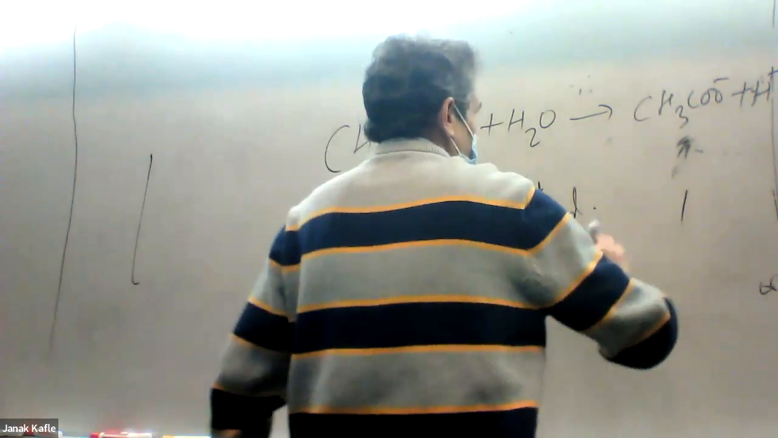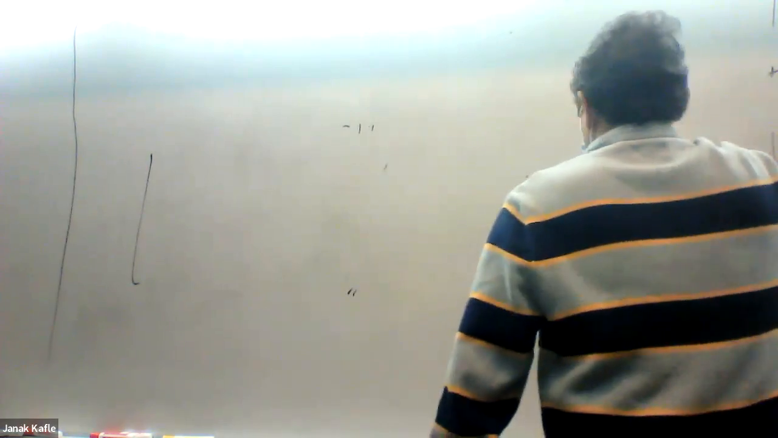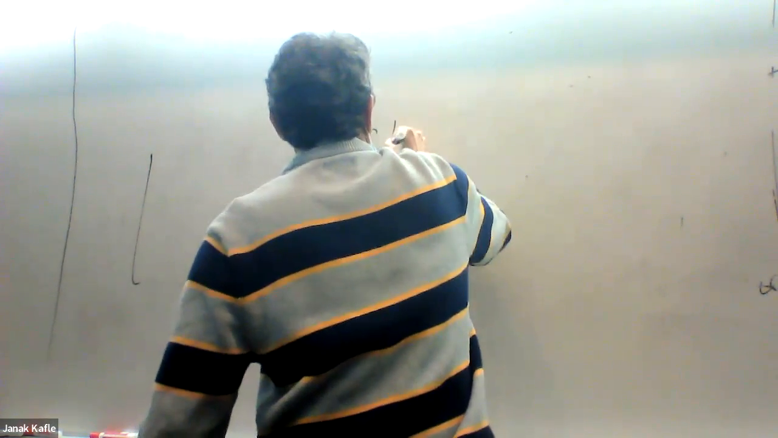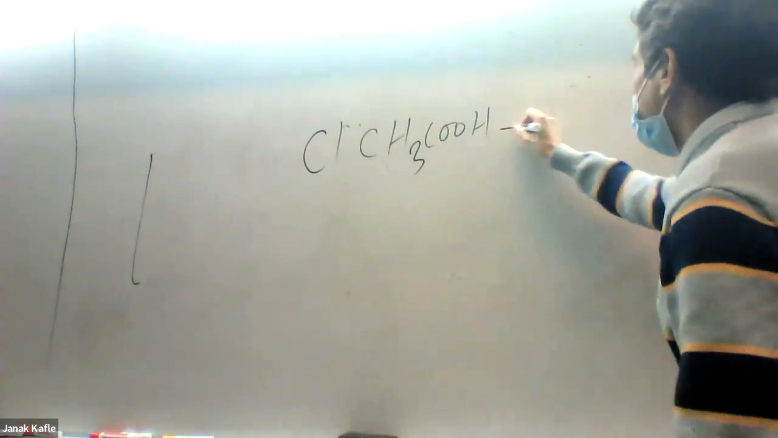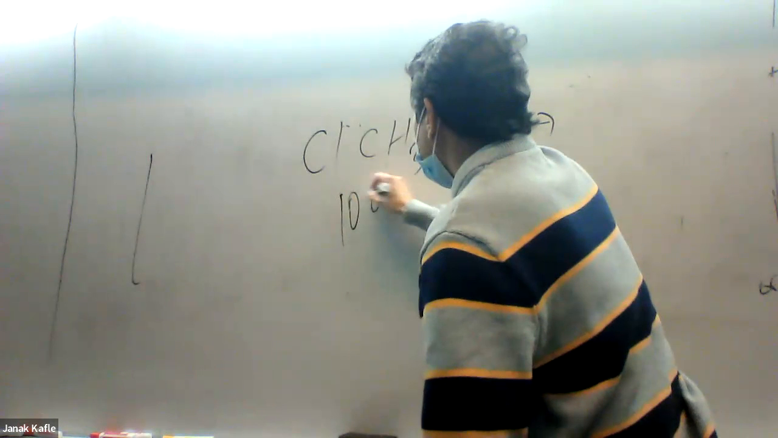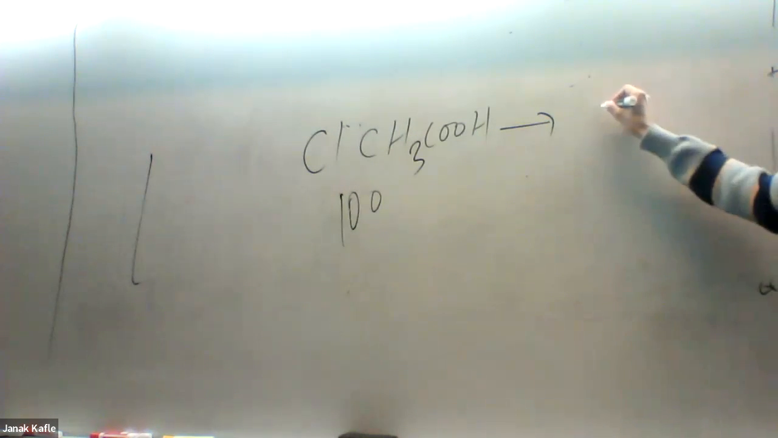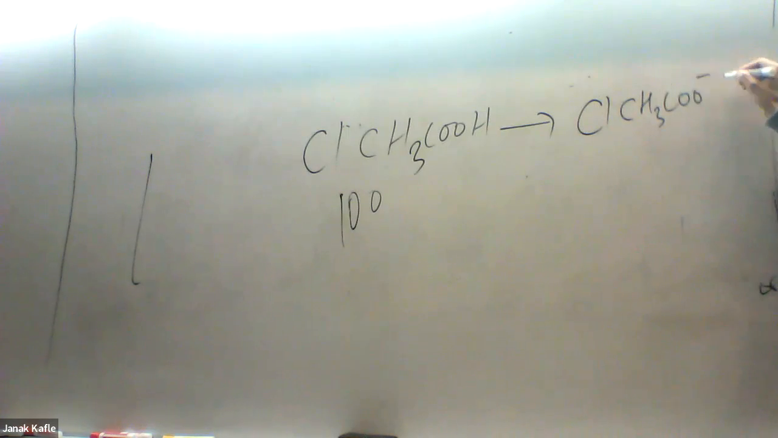So let's write another reaction. Let's write this one. I write another compound, ClCH2COOH. If I put this in water, let's say I have 100 particles of this. Out of 100, maybe 95 particles are broken, giving ClCH2COO minus and H plus.